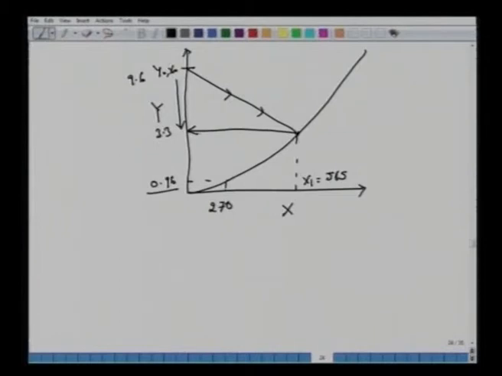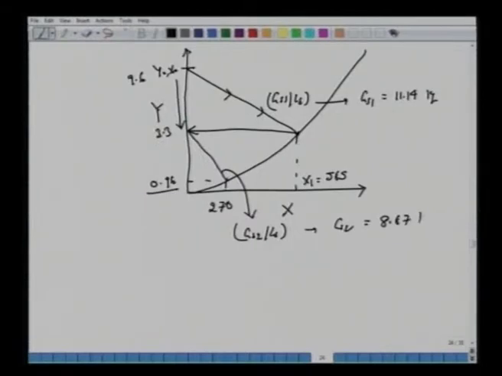Alright, so all you do, if you connect this, get this GS1. From the slope of GS1 over LS, if you calculate, you should get GS1 as 11.14 kg, and from this slope GS2 over LS, if you calculate GS2, you should be able to get 8.67 kg.